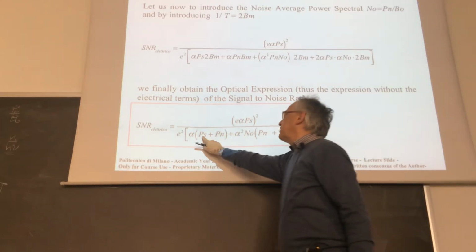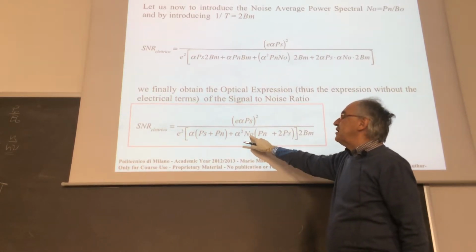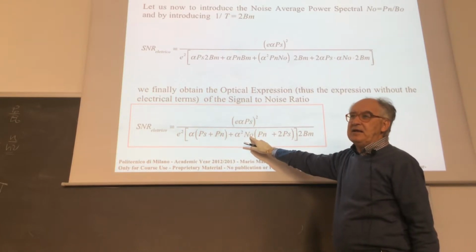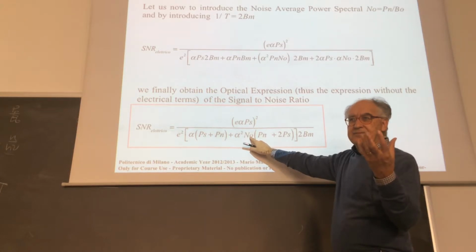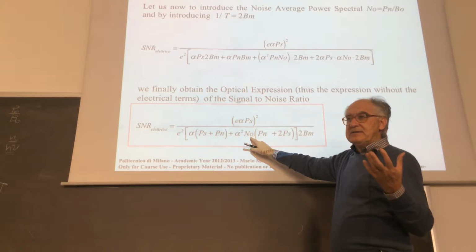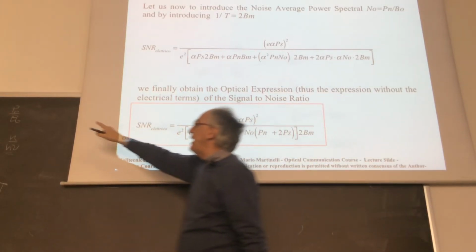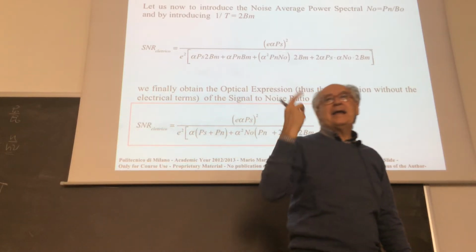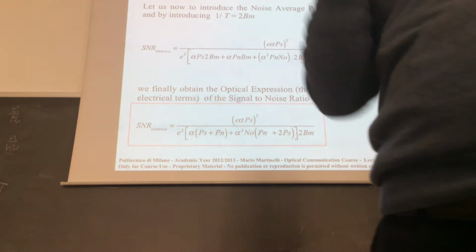The 2 terms of shot noise and a term with No, that is not the power of the noise, but this is the power spectral level of the noise. So this is very strange. I call your attention to this term. This No is Pn divided by Bo. So it looks like an energy, because P is a power.